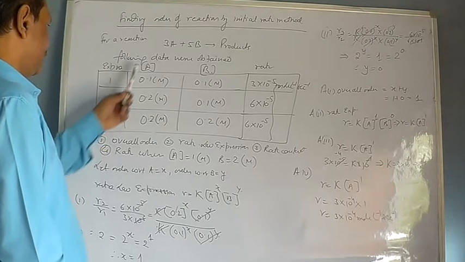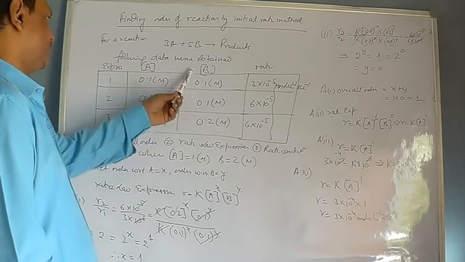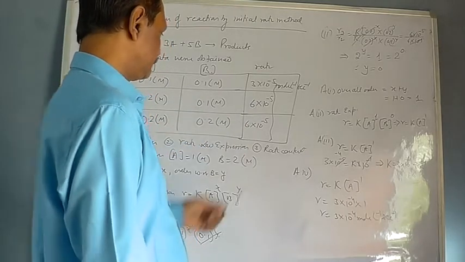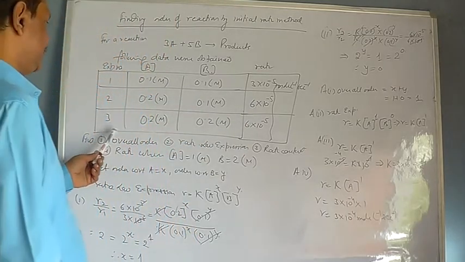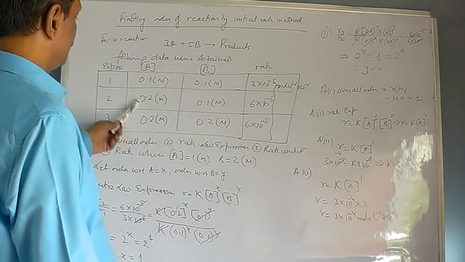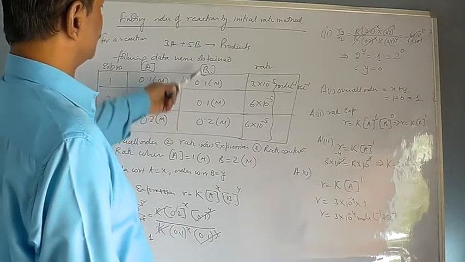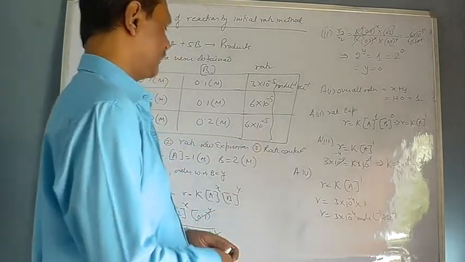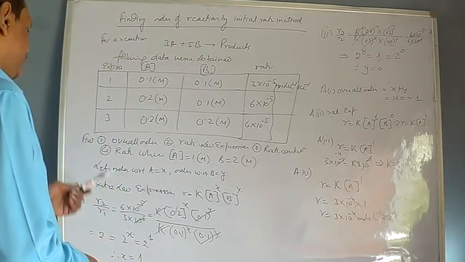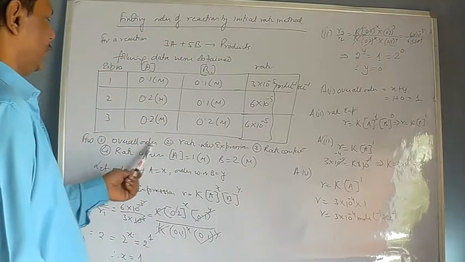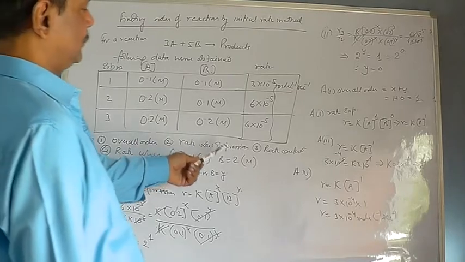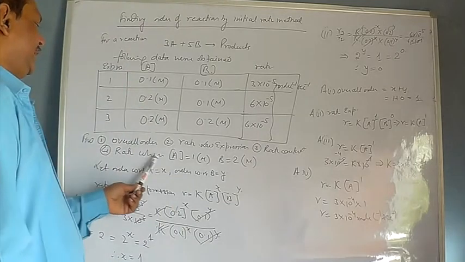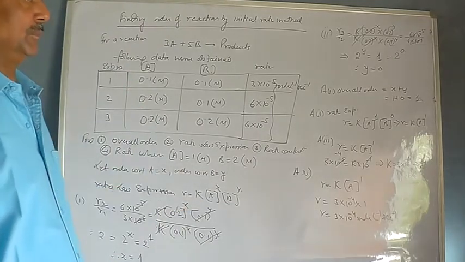In experiment number 2, we have doubled the amount of A to 0.2 and kept B constant. We got the rate doubled. In experiment number 3, we have made the concentration of A constant and now we have doubled the concentration of B, but the rate has no effect. Same rate, 6 into 10 to the power minus 5. Now the question reads: find number 1, the overall order; number 2, the rate law expression; number 3, the rate constant; and number 4, the rate when A is 1 molar and B is 2 molar.